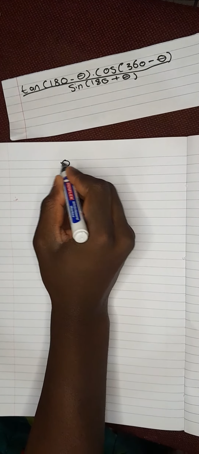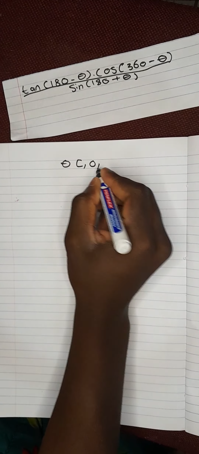Our theta should always be between 0 and 90. Sharp. Let us start.